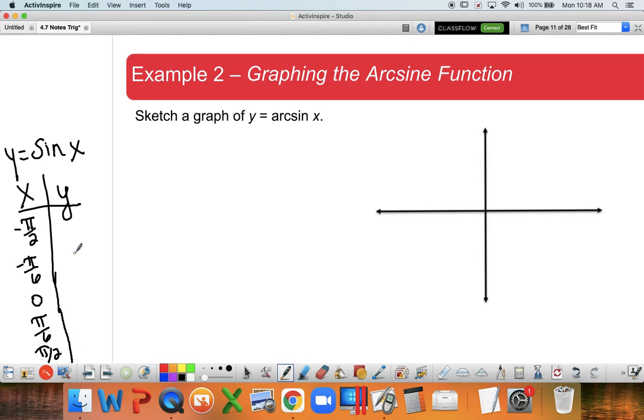Looking at your unit circle, look at negative pi over 2, which is the same thing as 3 pi over 2. What is the sine value, meaning the y coordinate on our unit circle at negative pi over 2? Well, it's negative 1. Now look at negative pi over 6, which is the same thing as 11 pi over 6. What is the sine value there? It's negative 1/2. What is the sine value or the y coordinate on your unit circle at 0 degrees? It's 0.